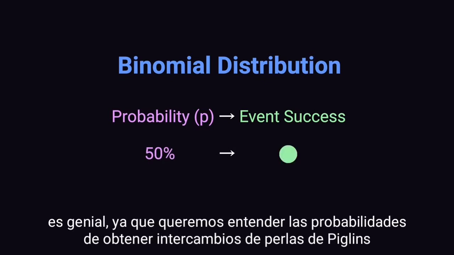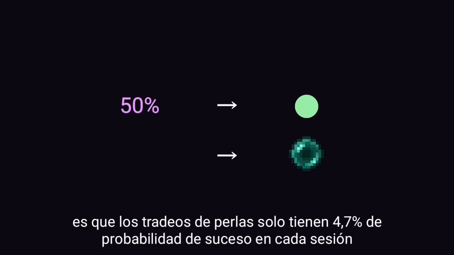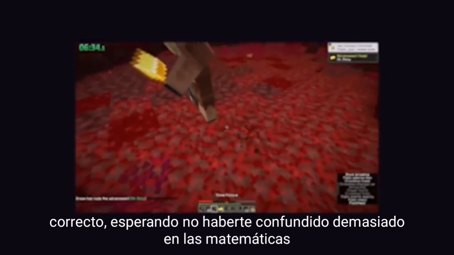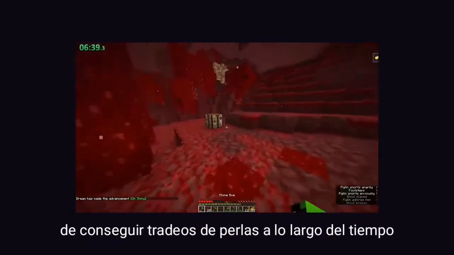This is great since we want to understand the odds of getting repeated pearl trades from piglins. The major difference between pearls and coin flips is that pearl trades only have a 4.7% chance of happening, which shifts the distribution to the left considerably and makes the slope a lot steeper. Alright, hopefully I didn't lose you too much in the math, but now we have the proper skills to understand speedrunners' odds of getting pearl trades over time.